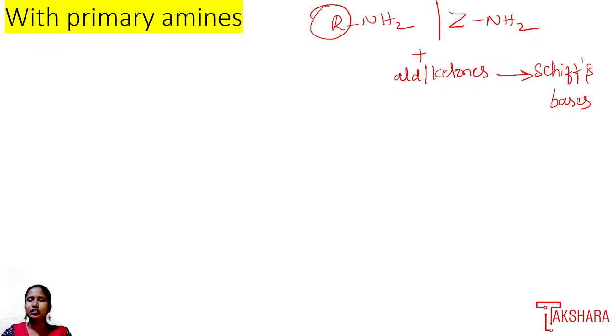The compounds, Schiff bases, are also called imines. Schiff bases are also called what? Imines. Schiff bases or imines are organic compounds containing a carbon nitrogen double bond. Since these compounds have a carbon and nitrogen double bond, we call them imines or Schiff bases. So for this, now let us consider the general equation.